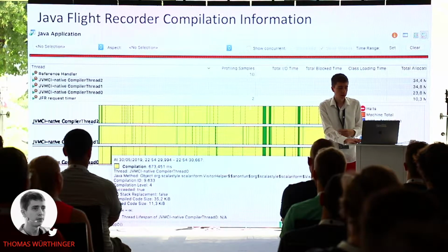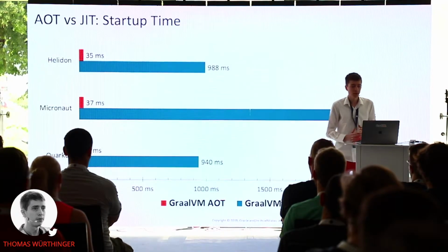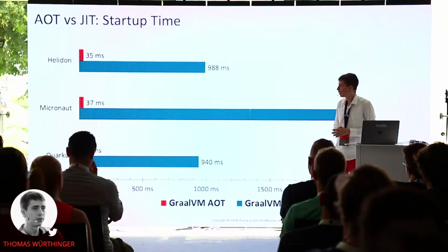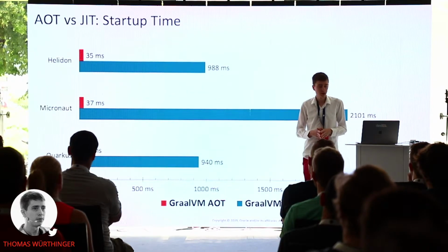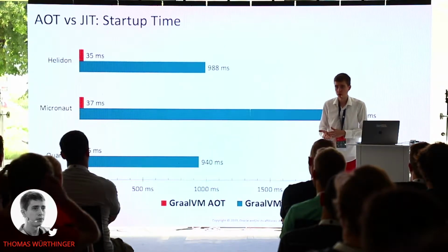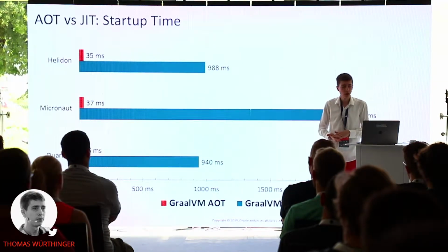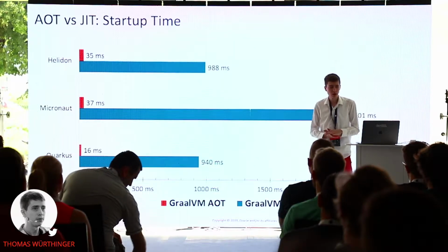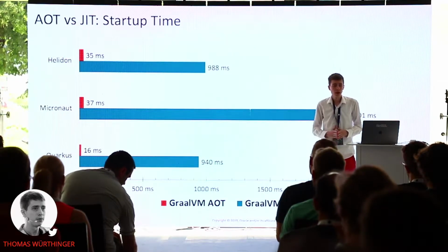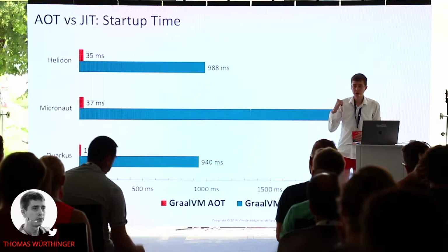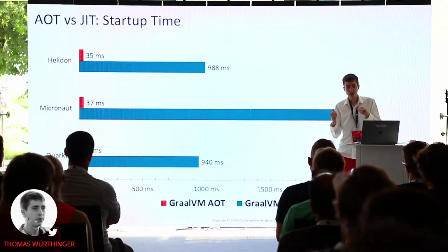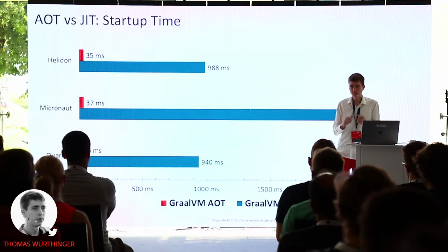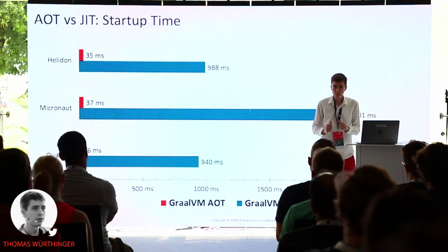So our measurements on startup time: I'm showing here 3 different measurements for 3 different Java microservice frameworks. One is Helidon, the other is Micronaut, and the other is Quarkus. Quarkus is the newest of the 3. Micronaut is about 1 to 1.5 years old. And this shows the startup time when you go with AOT versus JIT. So the speedup on startup time is about 50x, approximately.